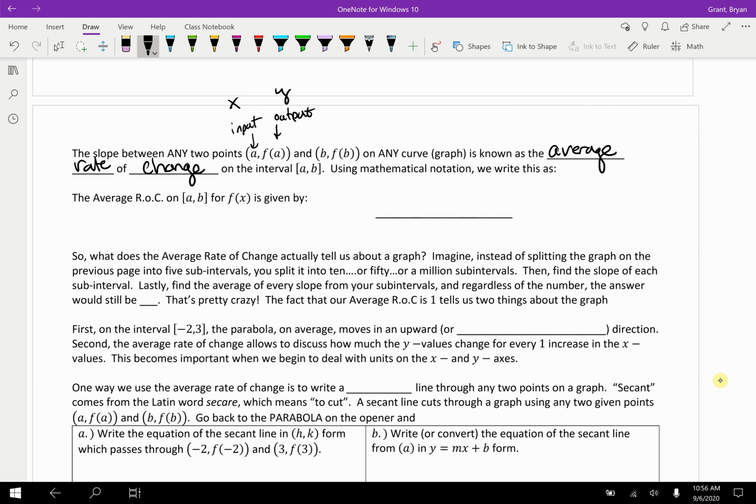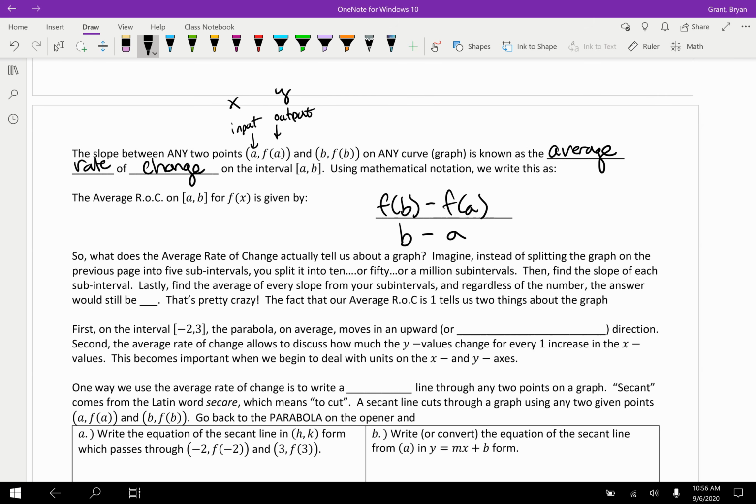The average rate of change on the interval a to b for f of x is given by, and I'm just going to show the formula here. You could say the rate of change is average if you wanted, whatever sounds good to you. I think most people would probably just write the formula, but it would be like this. We'd say y sub 2, which in this case is f of b. Actually, let's use this fraction line. It's probably what it's there for. f of b, which is like my second y value, minus f of a, that's my first y value, divided by b minus a.